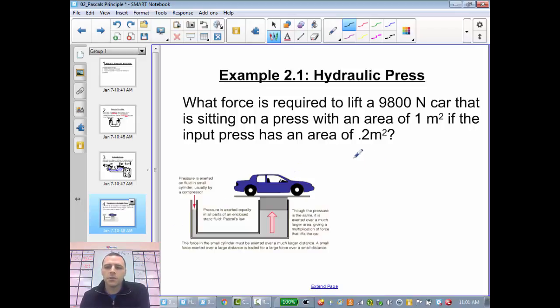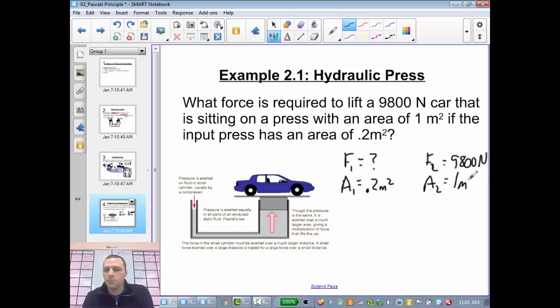So the first thing I'd like to do is list out some values. Force 1 and area 1. And the second part of the press will have force 2 and area 2. Force 1 is unknown. That's what we want to find. That's our input force. Area 1 is the smaller part of the press, which is 0.2 meters squared. The output force is what we need to lift the car. It's 9,800 newtons. And the second area is 1 meter squared.